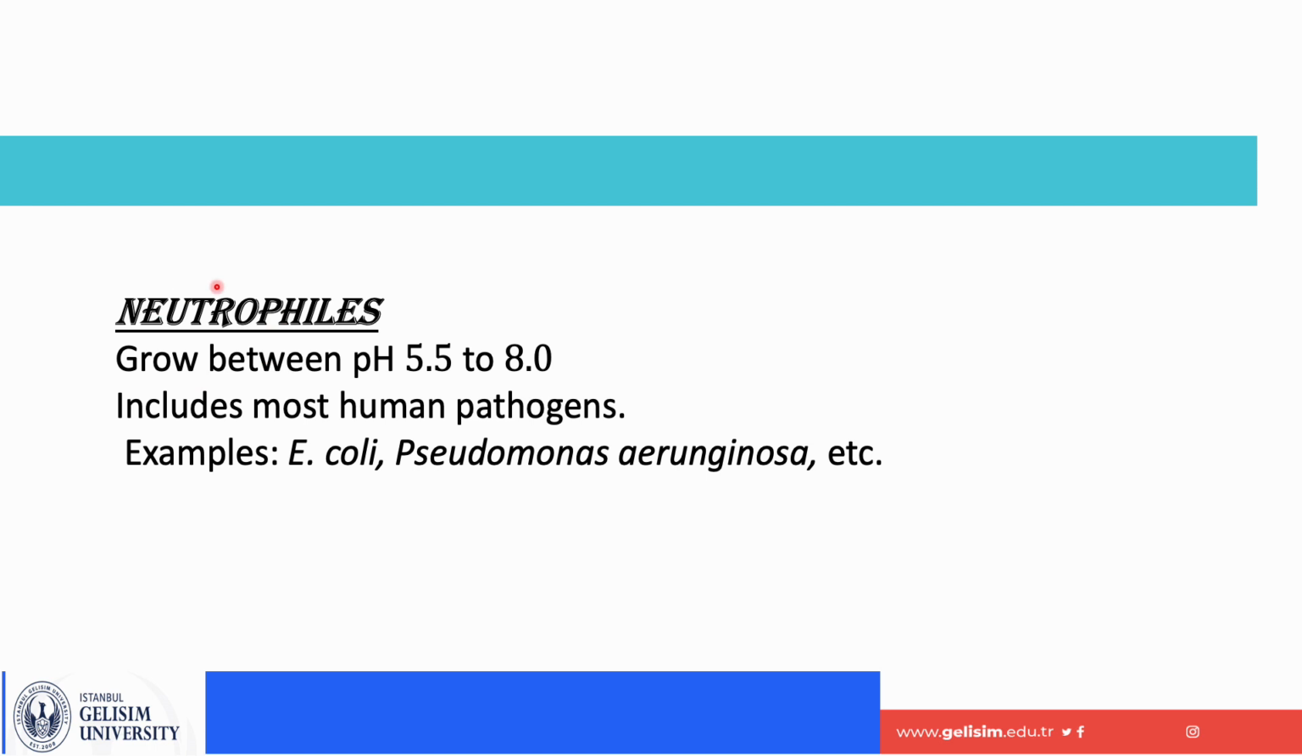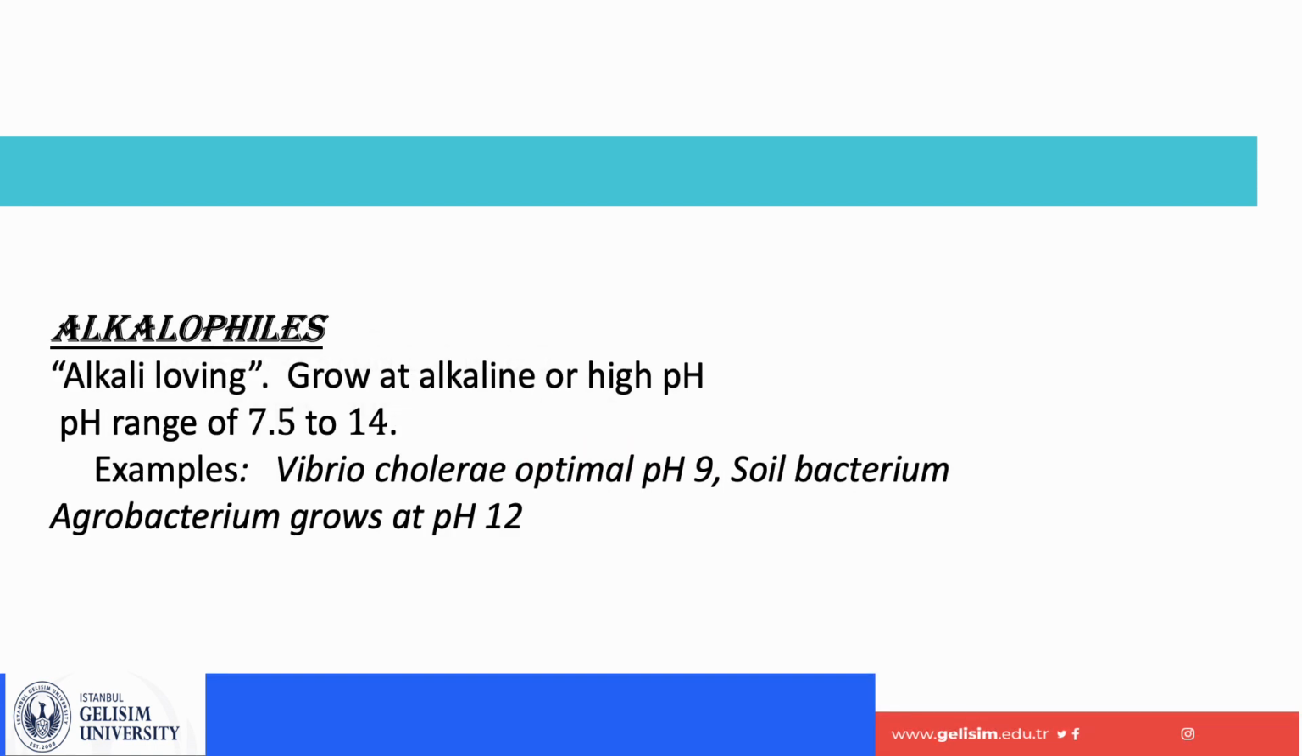Neutrophiles grow best between pH of 5.5 to 8.0. They include most human pathogens such as E. coli as well as Pseudomonas aeruginosa.